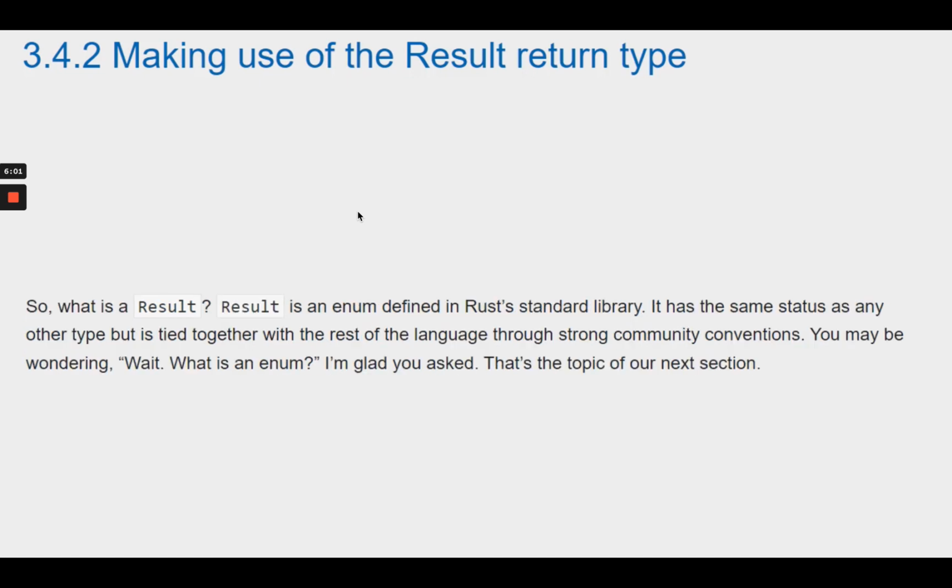So what is a Result? Result is an enum defined in Rust's standard library. It has the same status as any other type, but is tied together with the rest of the language through strong community conventions. You may be wondering, wait, what is an enum? I'm glad you asked. That's the topic of our next section. Section 3.5, Defining and making use of an enum.